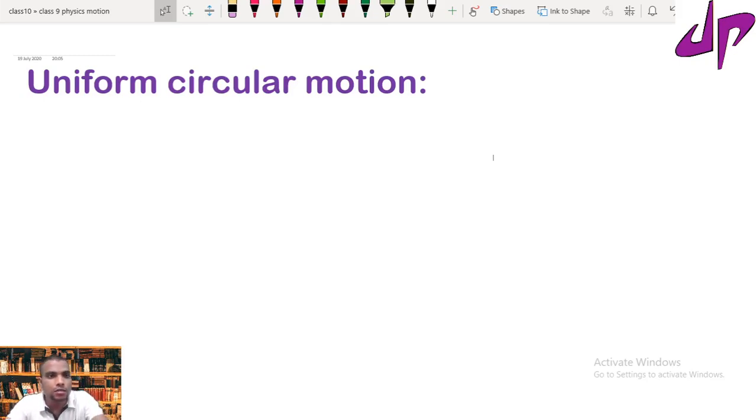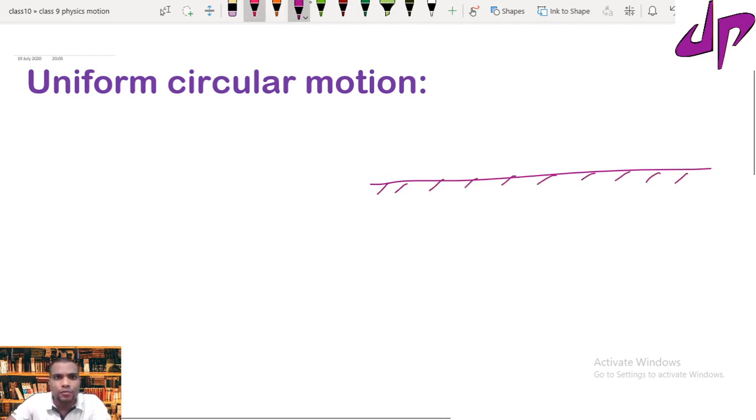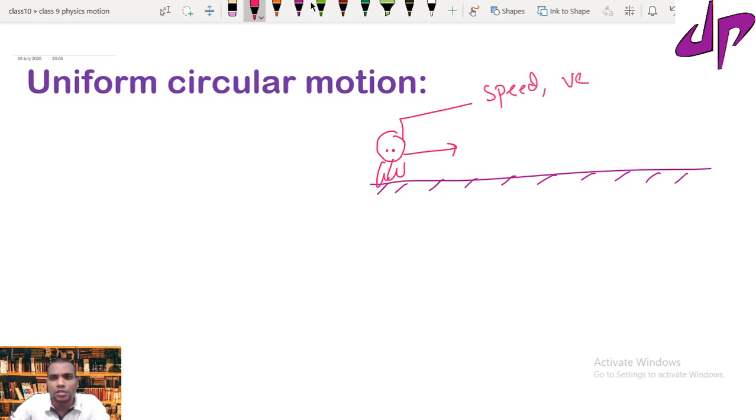Hi students, till now we discussed motion in a straight line. If an object is moving in a straight line, suppose this is a straight line road, and we take an object, let's take this person. This person is moving in this straight line. We described this person's speed, velocity and acceleration, and we combined all these and derived certain equations of motion.